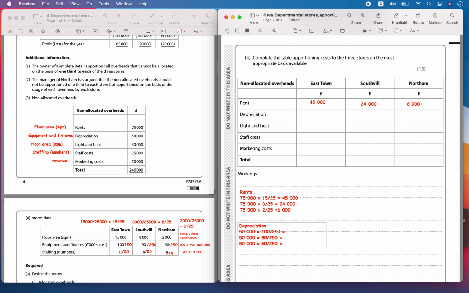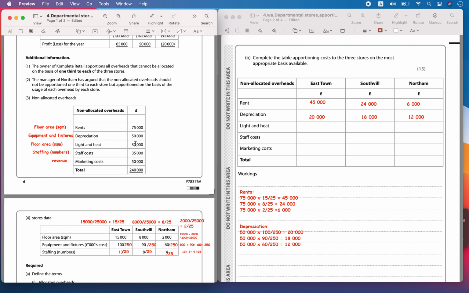For the first one, it will be equal to 20,000. For the second one, it's going to be 18,000. And for the third one, it is going to be 12,000. Now let's enter these costs which have been split. So 20,000, 18,000 and 12,000. I have split the total cost of 50,000 between the three departments.